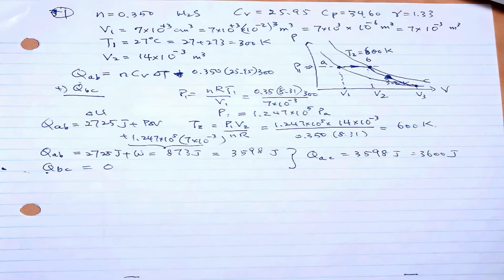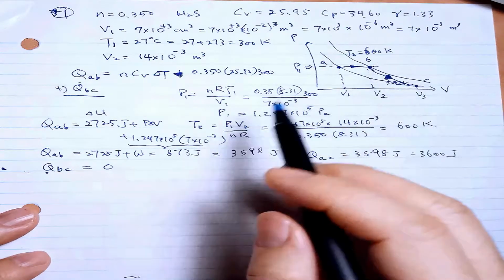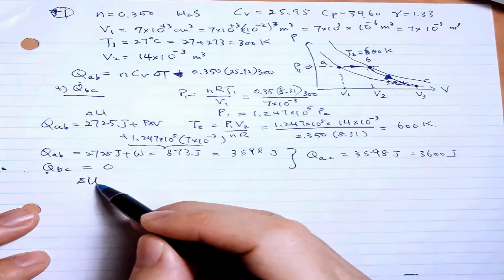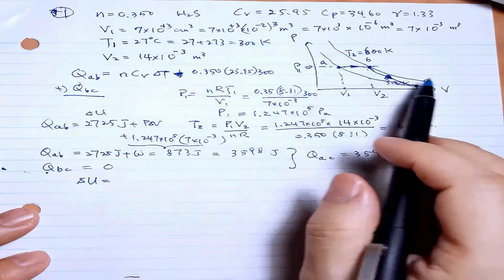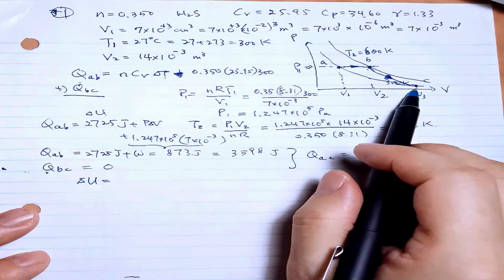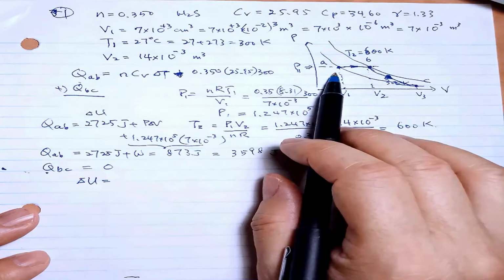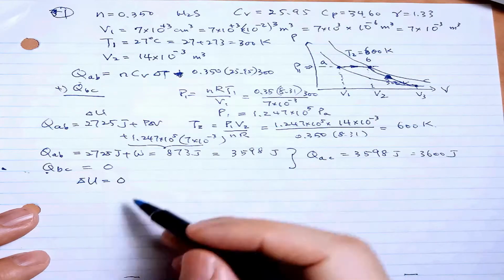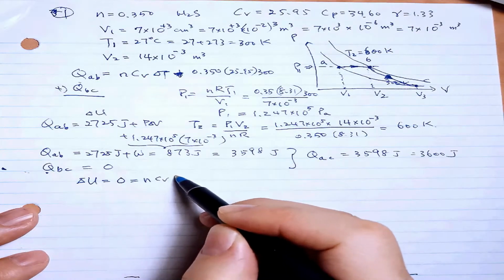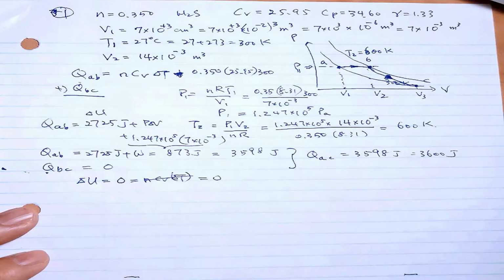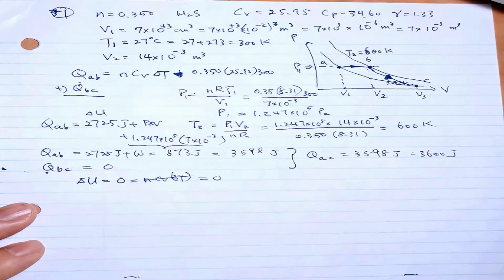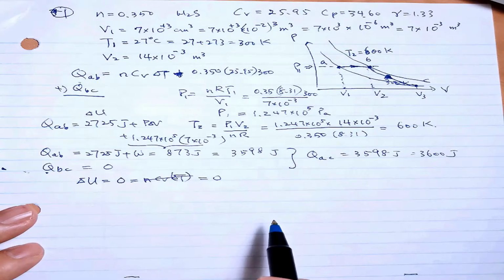Part C, what is the change in internal energy of the whole thing. Internal energy only depends on the initial and final temperature. Since initial temperature and final temperature are the same, they're both 300 K, even though it went through a process, and we're only looking at the final and initial temperature, it will be 0, because that's basically NCV delta T. There's no change, so the change in internal energy should be 0.